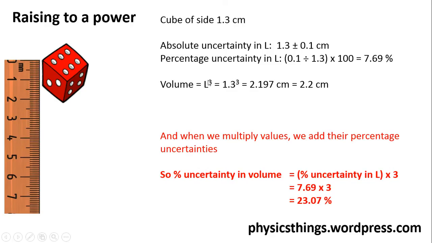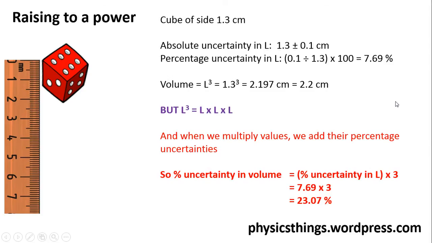Now, when we're finding the volume, we are doing our length times length times length, length cubed. And so working out my volume, I can calculate it to be 2.2 centimetres cubed, keeping it to the same number of decimal places. But if L cubed is just L times L times L, then I effectively have a reading with an absolute uncertainty multiplied by a reading with an absolute uncertainty multiplied by a reading with an absolute uncertainty.